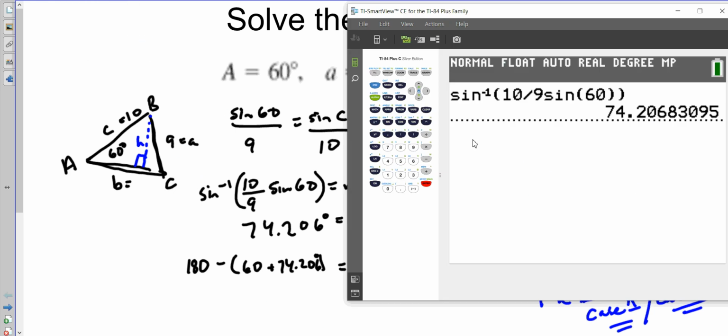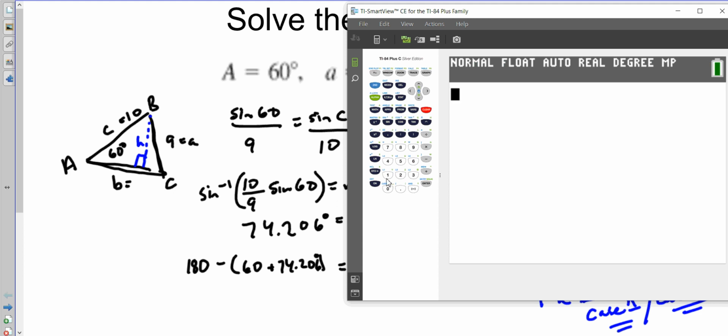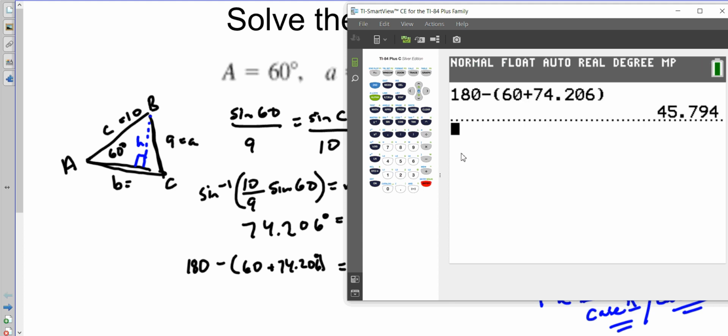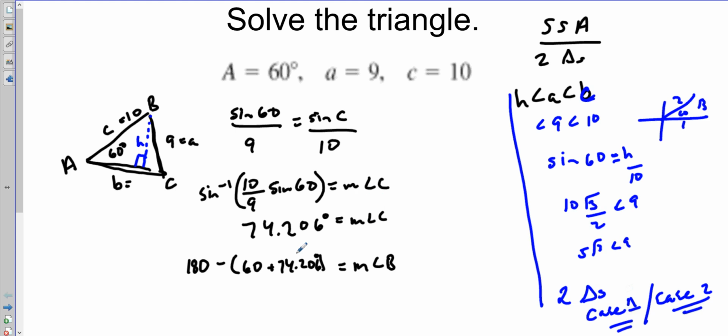We go on our calculator again, and what we have then is 180 minus the quantity 60 plus 74.206. And we have that right there, and we have 45.794. And then we can go over here, 45.794 degrees, and that's going to be the measure of angle B.